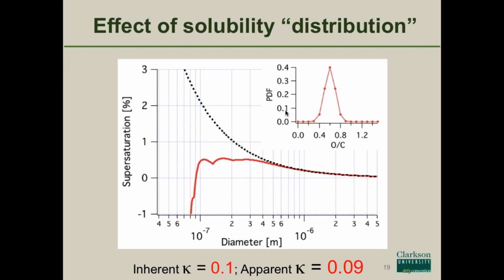And as you increase the width even more, the solubility limit is almost gone. At this condition, the apparent kappa is pretty close to the inherent kappa. Again, I'm not changing the average, I'm just changing the distribution.